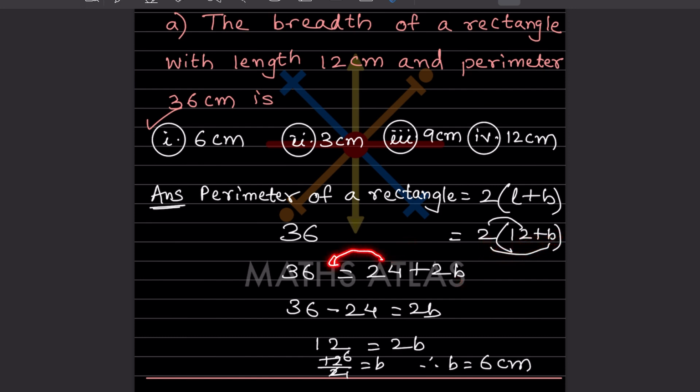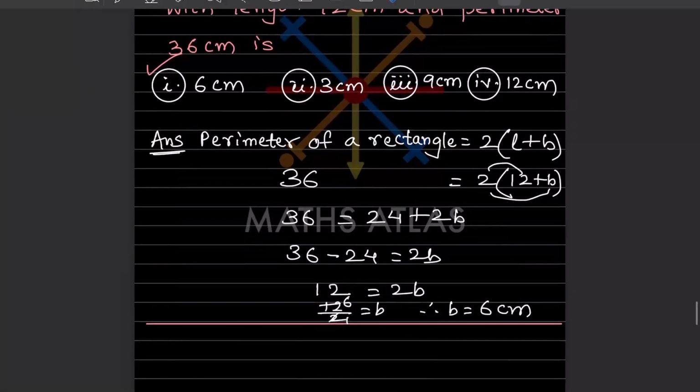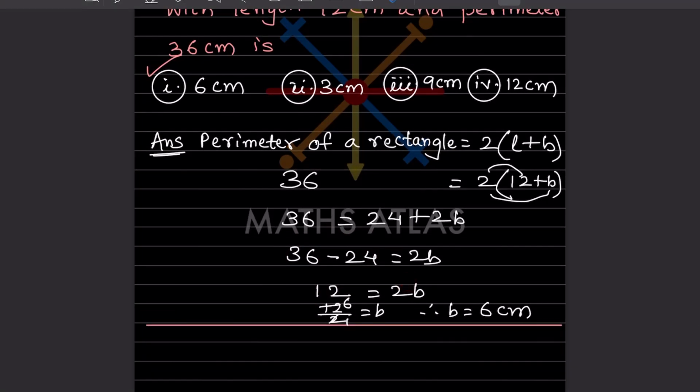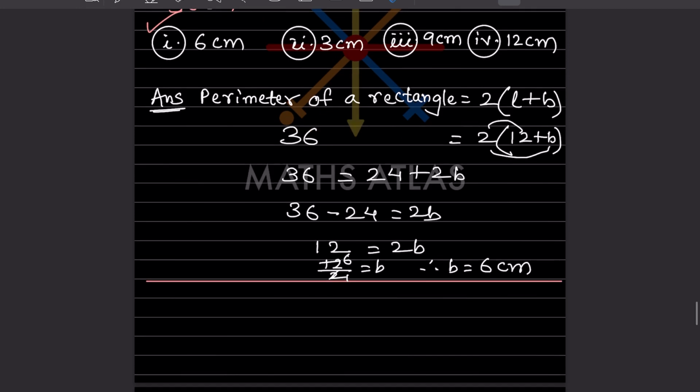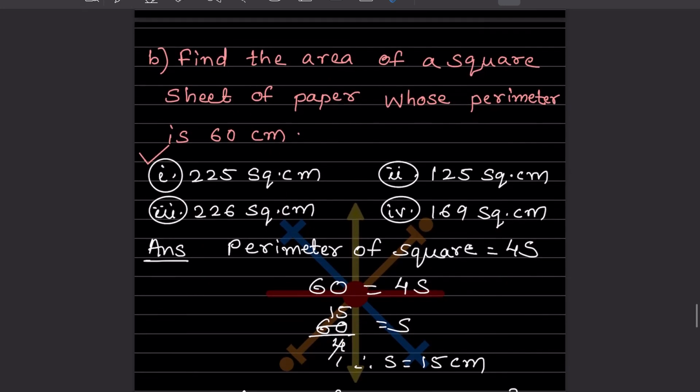So what will you do? This you are going to take to the left hand side. 36 here itself. When you take it here, this is plus, so it is going to be minus 24, and that is 2b. So this is going to be 12. 12 is equal to 2b. This is multiplication, so when you take it to the other side, it is going to get divided. So that will be 6. That is, the breadth is 6. So here you are going to put the option. This is 6 centimeter.